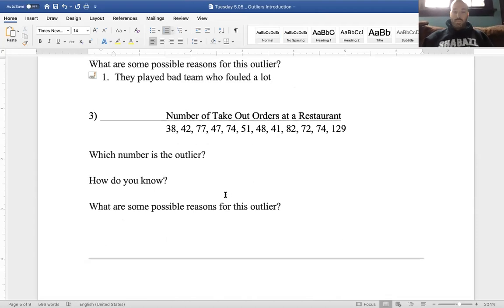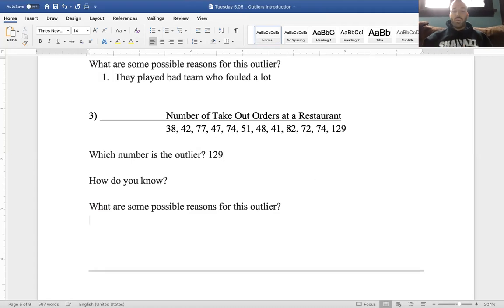Last one for this problem set, number of takeout orders at the restaurant. 30, 40, 70, that's pretty far away. 40, oh, but I have another 70, so if there's 2 70s, that can't be an outlier. 50, 40, 40, 80, 70, 70, 120. So all of these are kind of close. 38 seems like an outlier, but it's actually only 3 away from 41. 77 I thought for a while was an outlier, but 74 is right there too, and 82 is not that far away. The one that's really far away is 129. 129 is nowhere close to these other numbers.